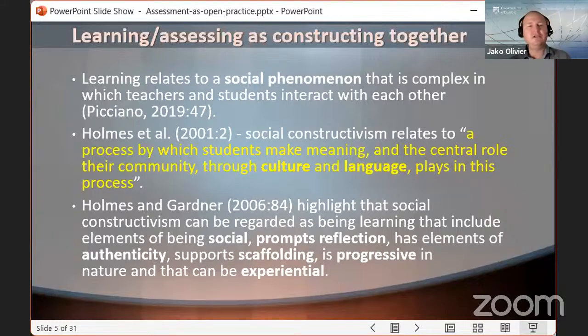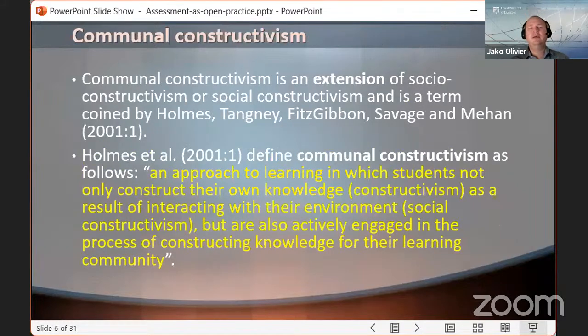I want to move to the other term that Holmes uses, and I know in some areas in the world communal has got different meanings, but in this instance, communal constructivism refers to constructivism for the sake of the community. So it's a very specific definition of the word communal here. So keep in mind that it comes from their frame of reference. And here it refers to an approach to learning in which students not only construct their own knowledge, so this is nothing new, we see that always, but it's also interacting with the environment, but actively being engaged in the process of constructing knowledge for the learning community.